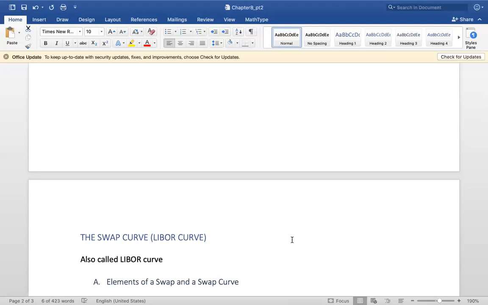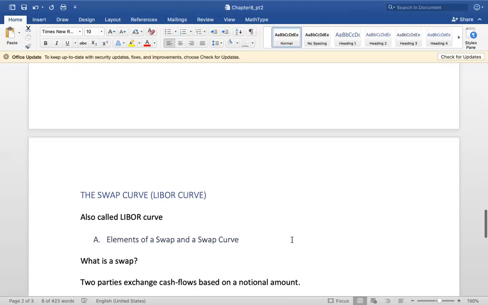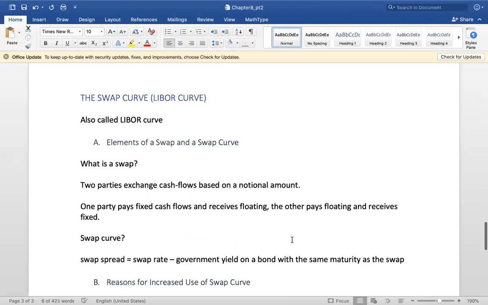Before discussing the swap curve, let's discuss what we mean by a swap. A swap is a transaction in which two parties exchange cash flows based on a notional amount. Two parties exchange cash flows based on a notional amount.